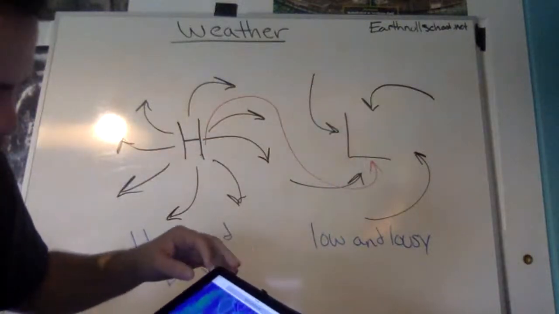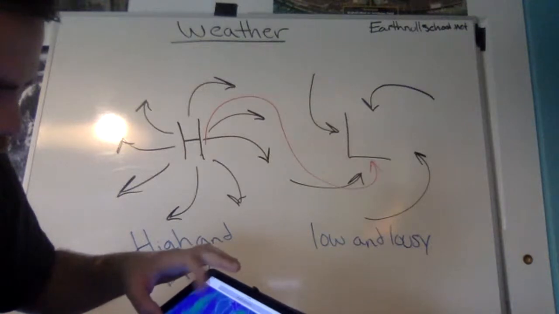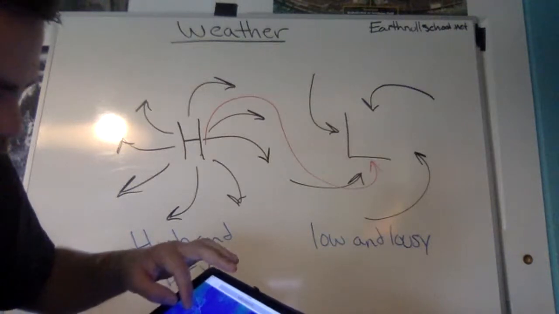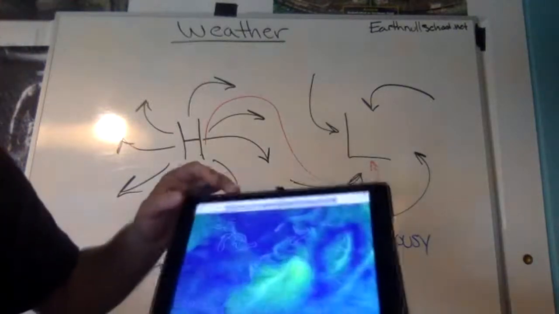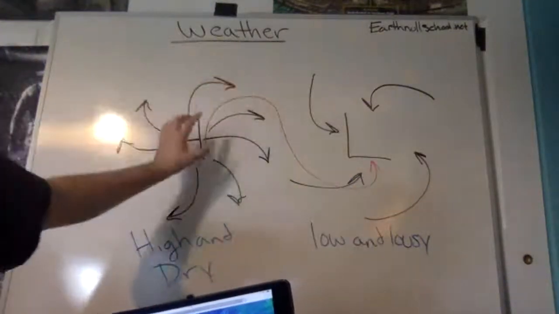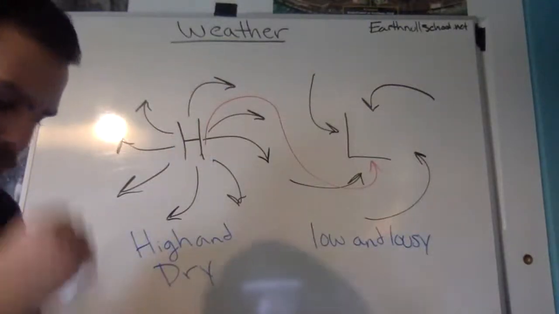Whereas if I zoom out again, you can see where there's not that much action and it's going in a clockwise way, because that's a high pressure system. There's not a lot of water vapor going in through it.